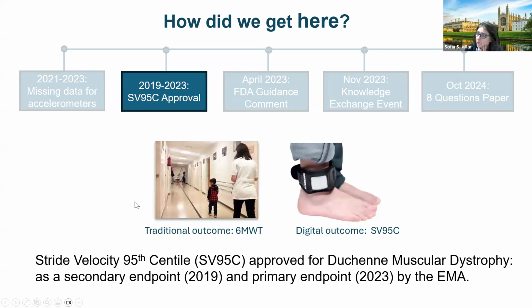But where we started was looking quite closely at this approval of SV95C for Duchenne. So I'll tell you a little bit about what that is to give the context. In 2019, EMA, the European Medicines Agency, qualified stride velocity 95th centile, which is what SV95C stands for, as a secondary endpoint in patients over 5 years old for Duchenne.